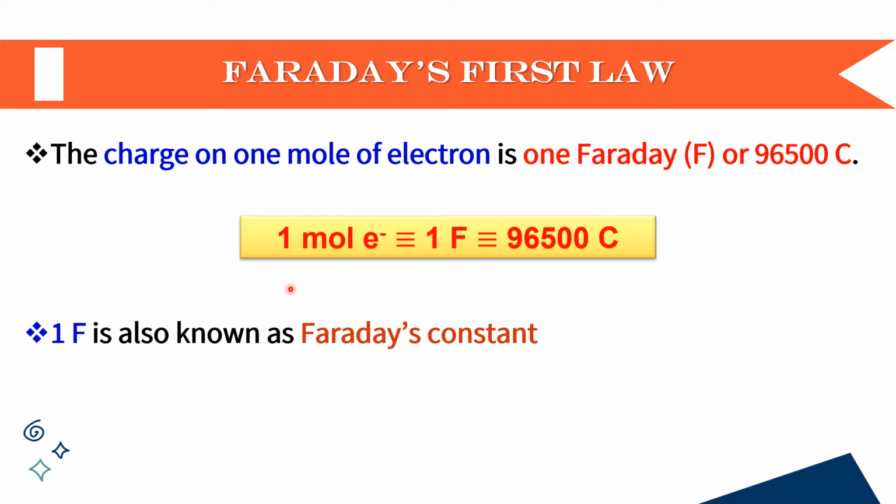So this is one stoichiometry yang sangat penting later on kita akan gunakan dalam kita punya calculation. Okay. So ingatlah Q equals to It and then 1 mole of electron equals 1 Faraday which is equal to 96,500 coulomb of charge.